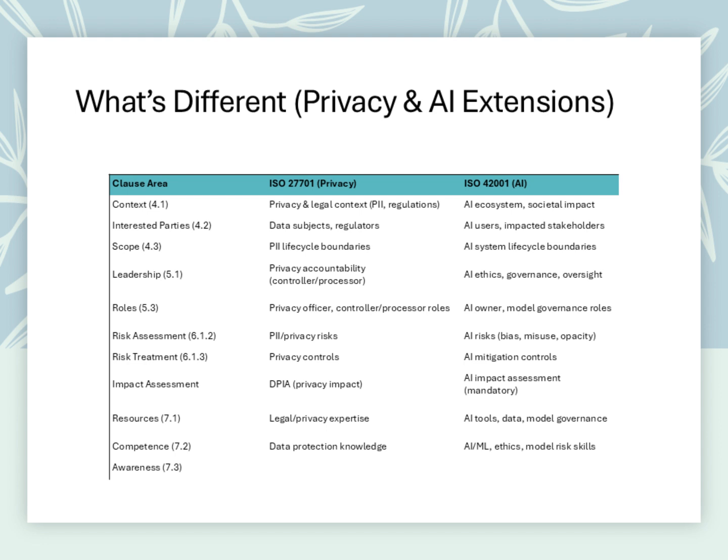ISO 42001 takes this further into AI governance. It introduces entirely new considerations, such as AI risk, including bias and misuse, as well as mandatory AI impact assessments, lifecycle management, and ethical oversight. It also expands the type of skills required, bringing in areas like machine learning, model governance, and responsible AI practices. So while the structure remains aligned, the depth and focus of each standard evolves, from security to privacy and then into AI. And this is the key to integration. You align what is common, but you manage what is unique.